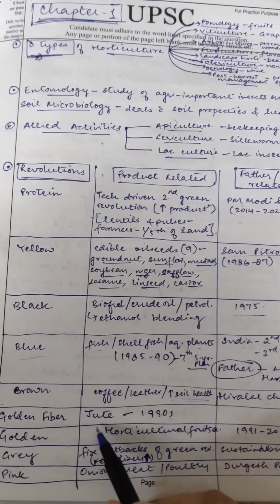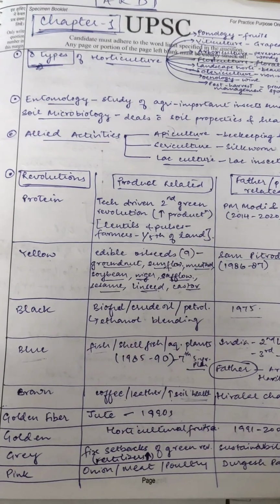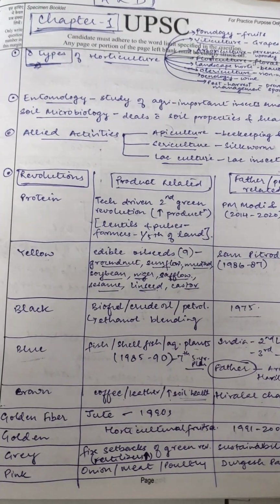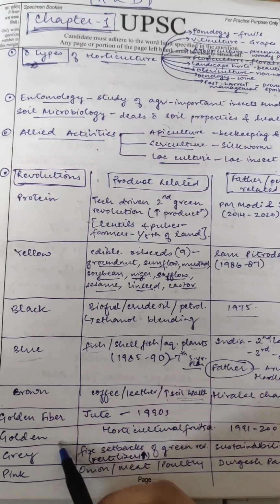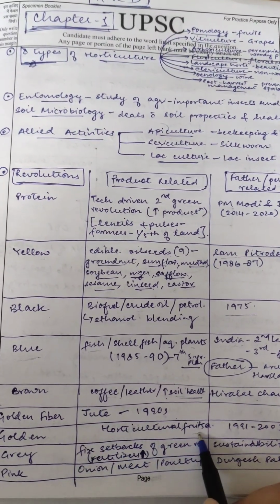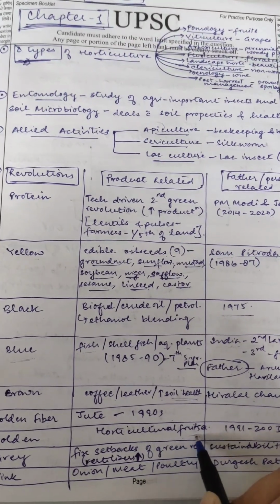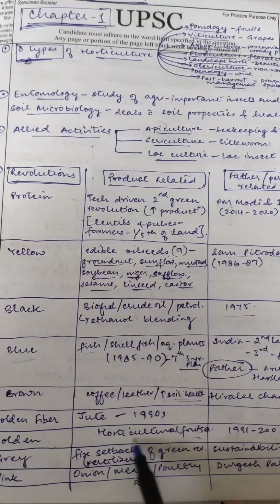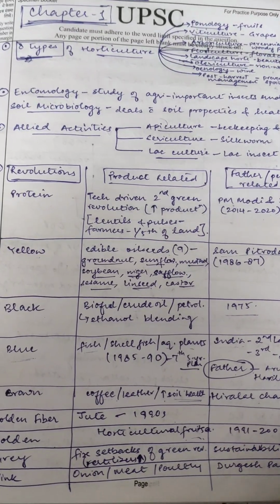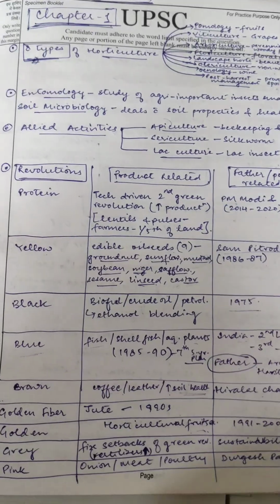Golden fiber, we all know jute is known as golden fiber. So the production of jute on a large scale is the golden fiber revolution. The golden revolution is different from golden fiber. The golden revolution is when horticultural fruits are grown in large amounts. The father of the golden revolution is Nirpak Tuteja.